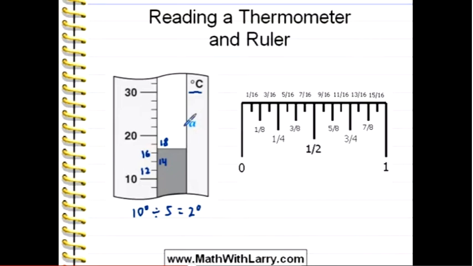Now we're not done yet. We can see that the mercury is halfway between the 16 and the 18, so we can deduce pretty easily that the mercury is at 17 degrees, halfway between the 16 and the 18. So that thermometer is showing us 17 degrees Celsius.